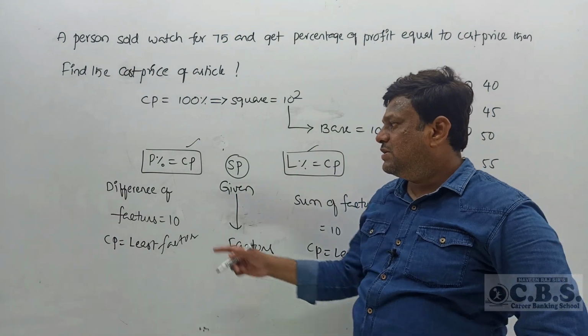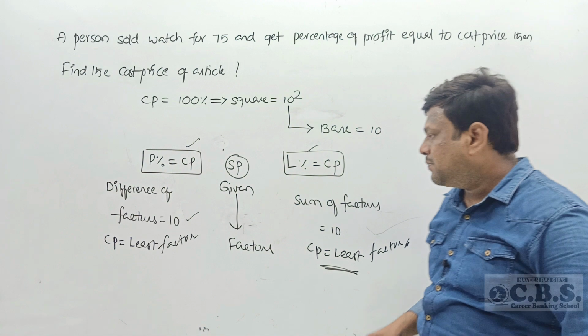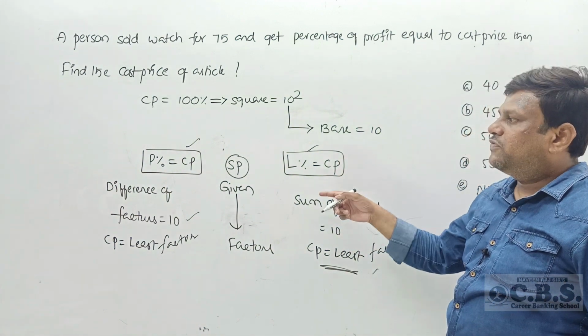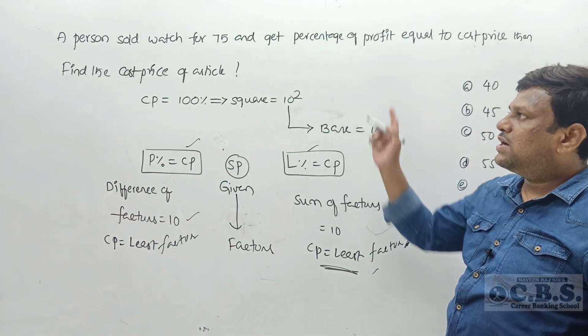So the concept is difference of factors is equal to 10. So take cost price as which factor? Least factor. Then sum of factors is equal to 10. Cost price you take as which factor? Least factor. When the profit percent is equal to cost price, and loss percent is equal to cost price. Let's go and answer this question.